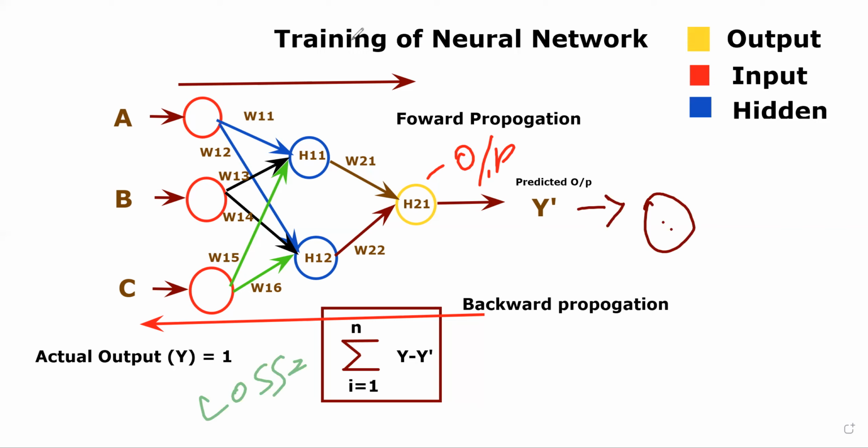Okay, the actual value we got is 1. This y is considered as the actual output. This y dash is considered as the predicted output. Nothing but we know the movie review which we gave as an input should be a positive one, because if it is positive, then it should be 1. So the model predicted it as 0.